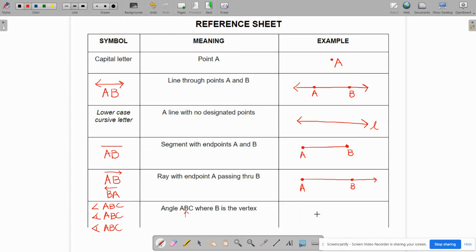What this means with an angle is that it's two rays that join from a single vertex like this. So you have two rays here. One of those rays has point A on it, and it stems from point B. The other one also comes off point B, but it goes through point C. And so B is your vertex there.